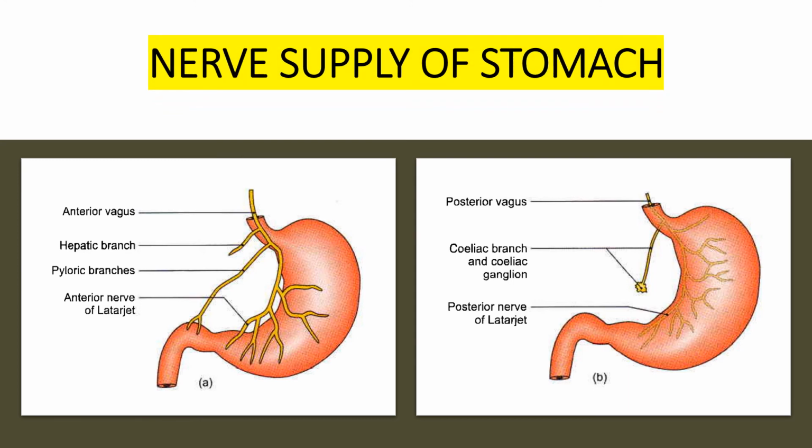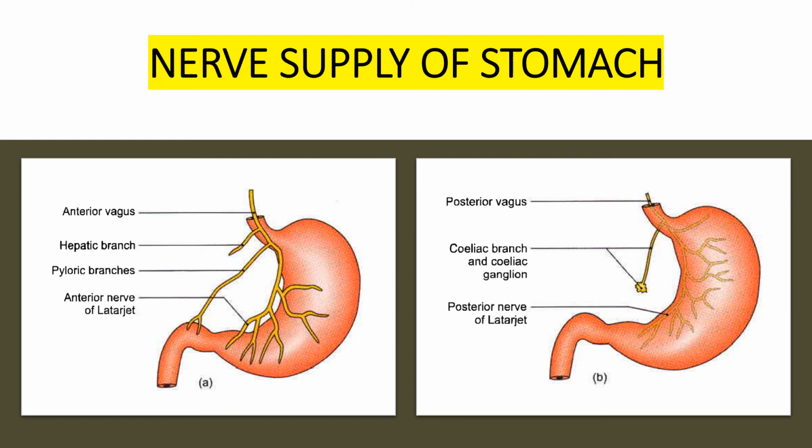Nerve supply of stomach. Stomach has both sympathetic and parasympathetic innervation. Sympathetic fibers originate from T6 to T10 spinal segments via greater splanchnic nerves and celiac and hepatic plexus. Sympathetic supply to stomach is: A, vasomotor; B, motor to pyloric sphincter and inhibitory to gastric musculature; C, acts as the main nerve pathway for pain sensation from the stomach.